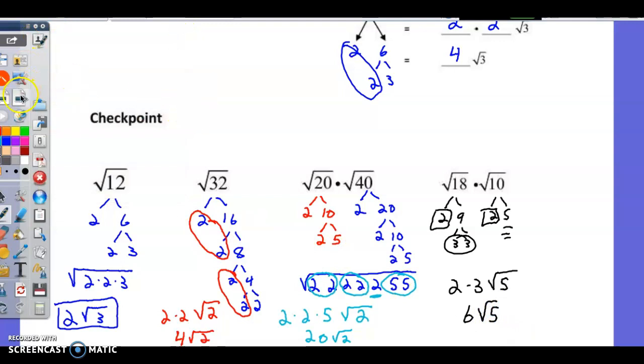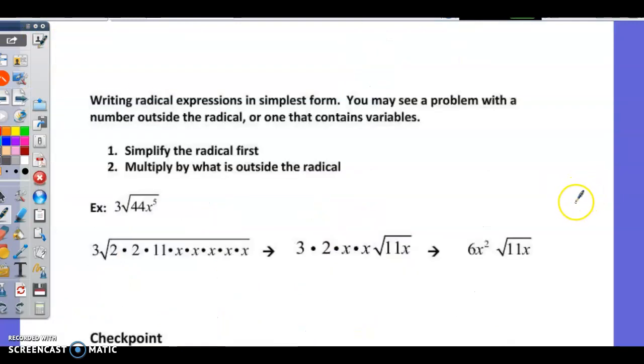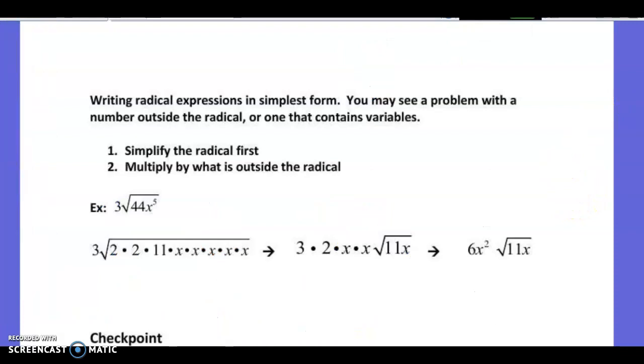All right, on the next page of notes, we talk about simplifying a radical expression. Sometimes there might be a number that starts out there already, or they add variables to this type of problem. The variables are listed the same way. You can just write out however many there are, and we're still looking for pairs because these are all square roots. So if I break down 44, 44 breaks down to 2 and 22, 2 and 11. That's how I got my 2, 2 and 11.